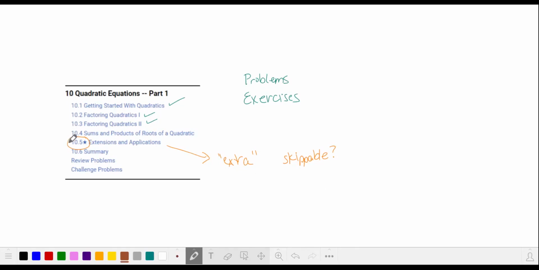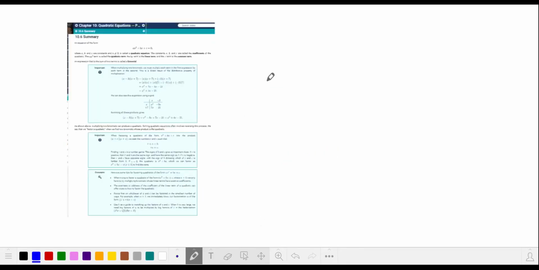Once you've finished all of these sections in Chapter 10, you'll get the last section, which is the summary. Let's take a look. Here's the first part of the summary for Chapter 10. It recaps all of the critical information that was taught in this chapter. It's probably worthwhile to review this material with your student.